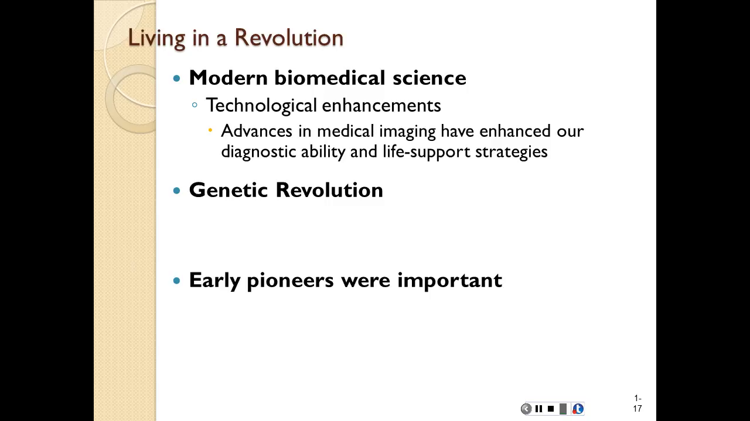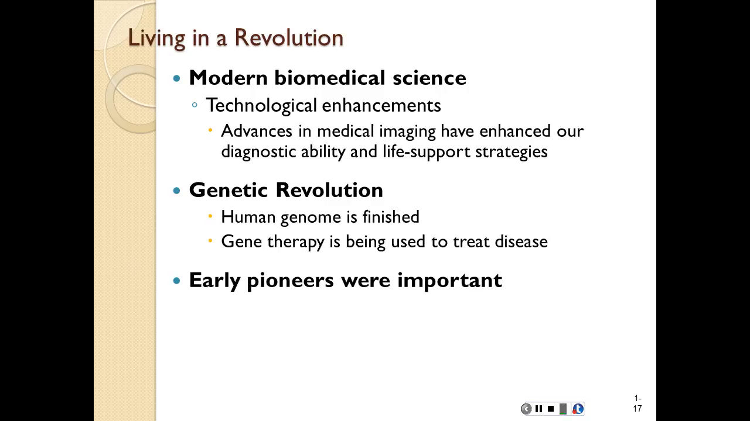Back in earlier years, they would see that someone may have been dying or may have had gangrene or some type of disease and may have amputated the foot as opposed to treating it with some type of vaccine to get rid of the disease. Okay. Genetic revolution. We have the human genome. At this time it was finished. We're dealing with gene therapy, and that's being used right now to treat various diseases.